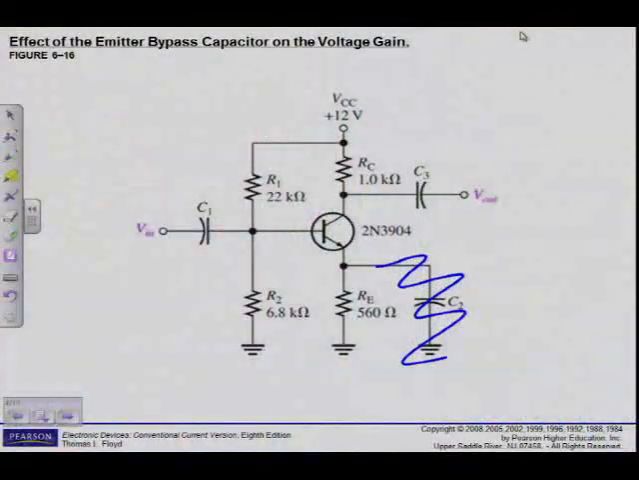Now it's equation 6.6. If I do not have the bypass capacitor, then my formula changes to equation 6.6. That's why I say you always have to look at the circuit that you work with. So now AV, voltage gain, is equal to RC divided by r'e plus RE, because RE is now not bypassed.